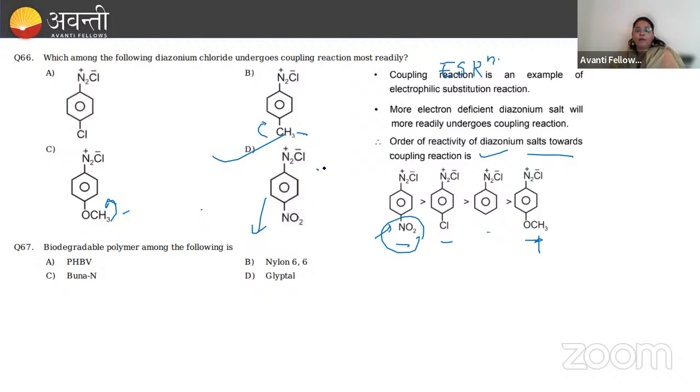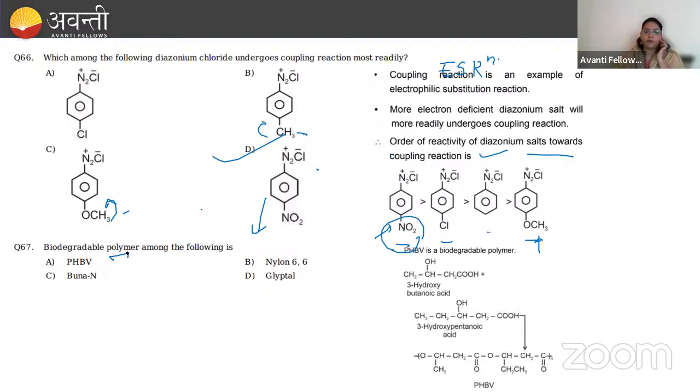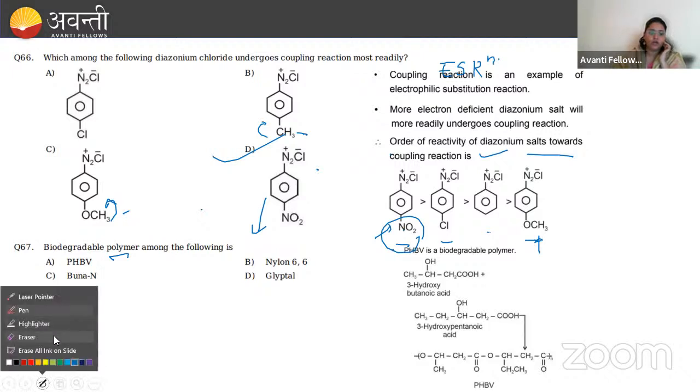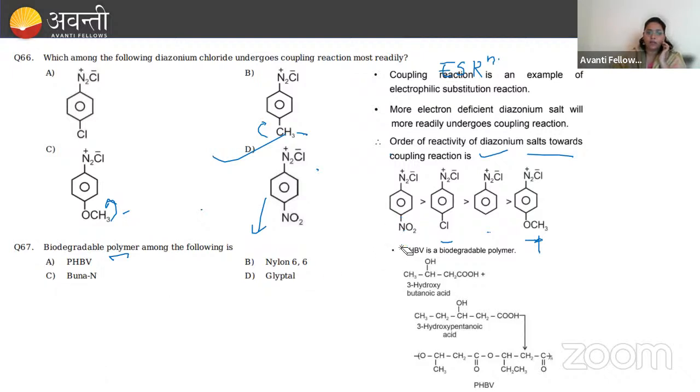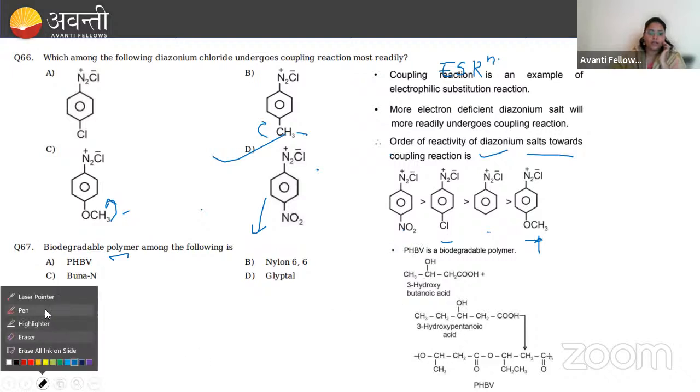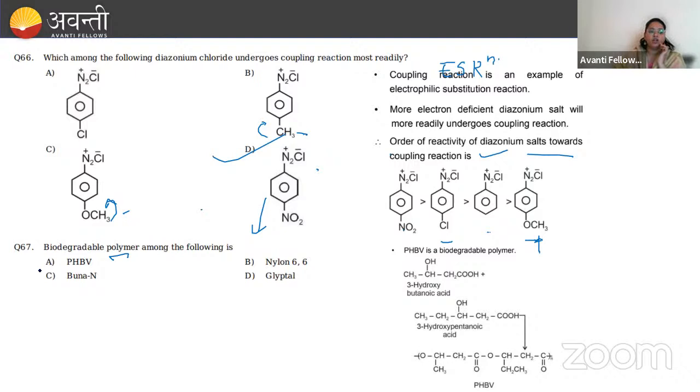Next, biodegradable polymer among the following is. So we have talked about this question in polymer chemistry when we revised polymers. So which is the biodegradable polymer? Very, very easy. So PHBV is a biodegradable polymer. Yeah, very good. A answer. So here PHBV is the very good biodegradable polymer. Its structure I have shown here. Okay, you can see the reaction also. So this is our answer, PHBV, biodegradable polymer.